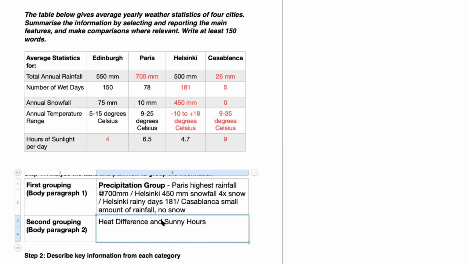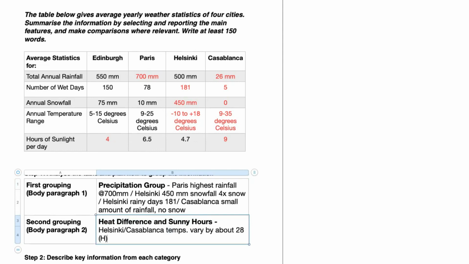Now for the heat difference and sunny hours, I'm just going to make some notes here as well. And basically what I really want to talk about here is that Casablanca and Helsinki have a very wide margin. So I'm going to say Helsinki and Casablanca temperatures vary by about 28 degrees for Helsinki and 26 degrees for Casablanca. And I got these because I was looking at 10 and 18 and 35 minus 9. So we're getting about 28 degrees here and 26 degrees here.